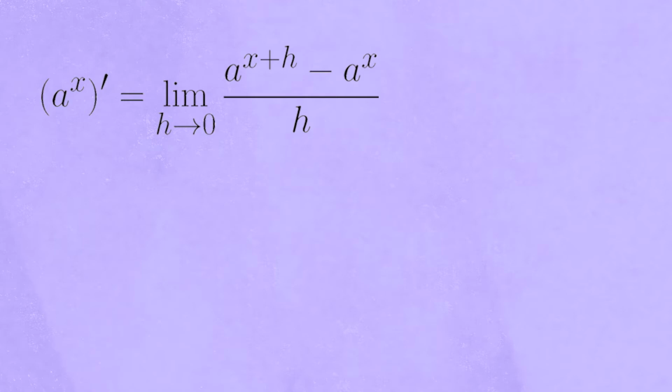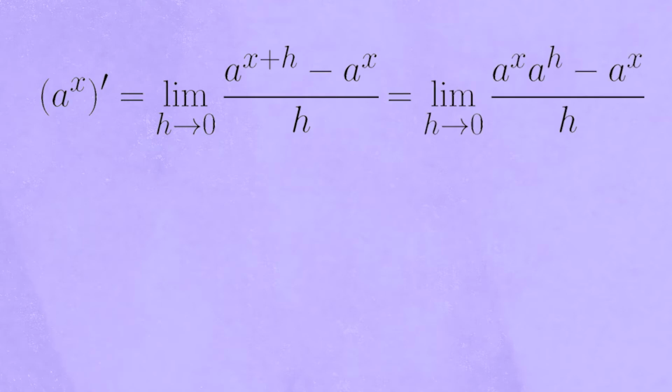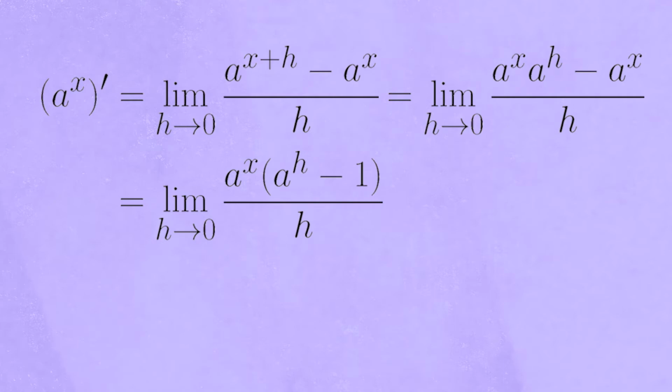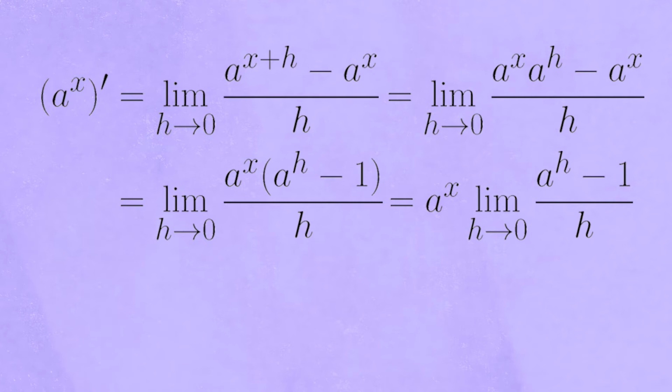If we try to compute the derivative of a to the x from the definition, we can use the laws of exponents and some algebra to simplify our computation. The a to the x does not depend on h, and so it can be pulled out of the limit. The limit that remains is exactly the derivative of a to the x at x equals 0. What this computation shows is that if an exponential function is differentiable at 0, then it is differentiable everywhere, and that derivative is proportional to the original function.